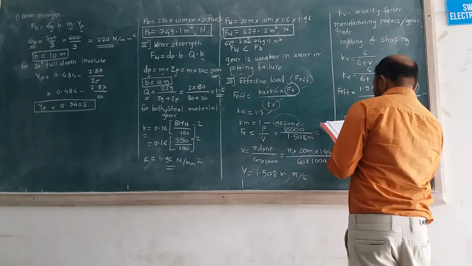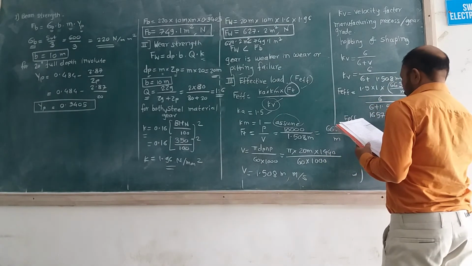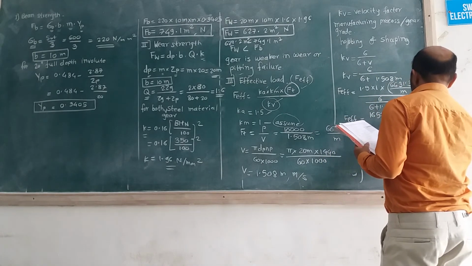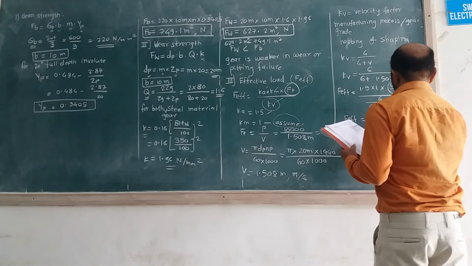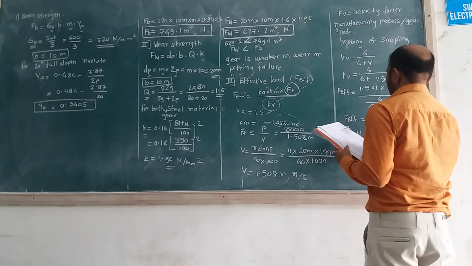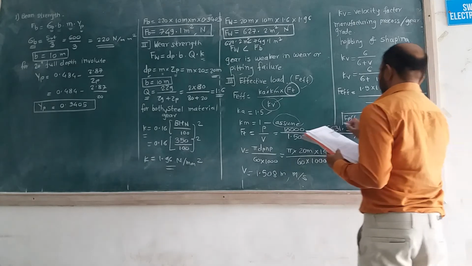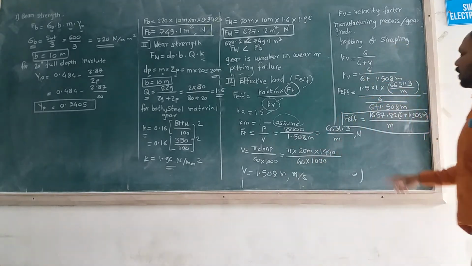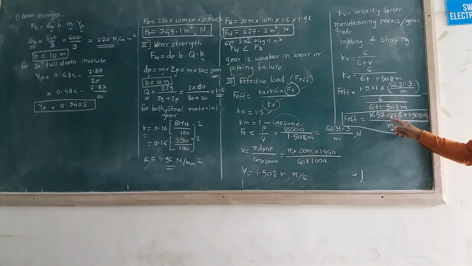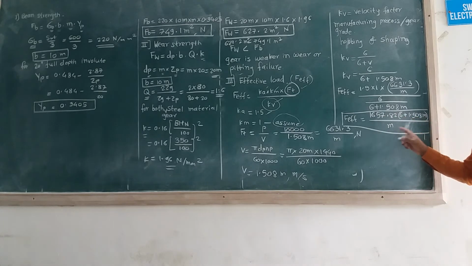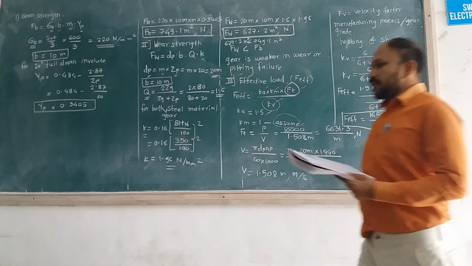After calculating F effective, or after simplifying this equation, we get 1657.82 into bracket 6 plus 1.508 times module divided by m. Okay, we get this one. F effective is equal to 1657.82 into 6 plus 1.508 times module divided by m. So we get this F effective value.